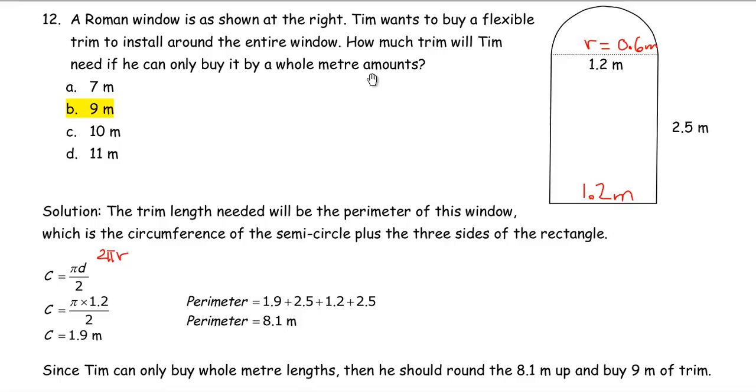Now it says you can only buy whole meter amounts, so we'd have to round this to 8 or 9. If you round it to 8, he's going to be short because he needs 8.1. So even though 8.1 would normally round to 8, we would round it up to 9 meters because 8 is not going to be enough. He needs a little bit more. And of course you often have a bit of wastage too, so another reason to round up to the 9. So 9 meters of trim is what he needs, which is answer B for question 12.